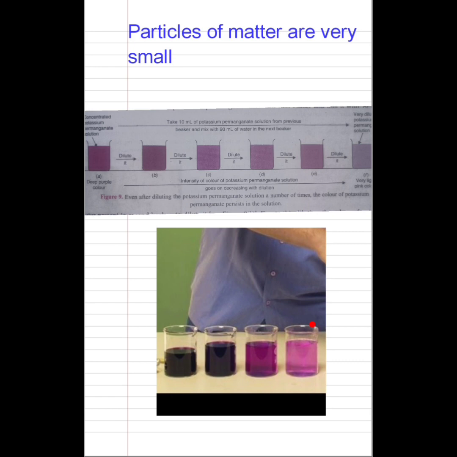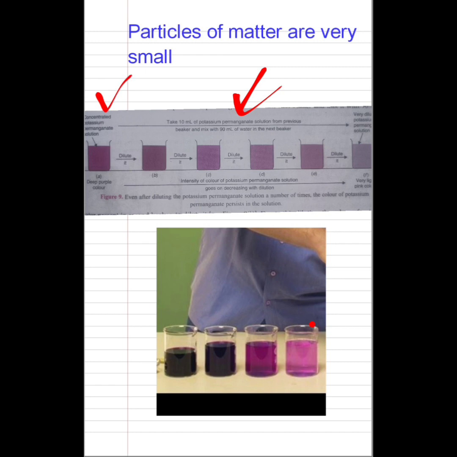Particles of matter are very small. Now how will we know that particles of matter are very small? This is an experiment that has been conducted. Here we can see a deep purple color solution. This is due to the potassium permanganate solution.